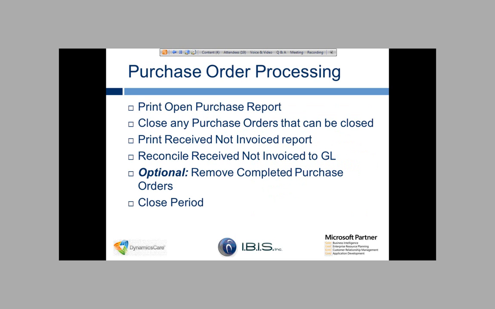For purchase order processing, what you want to do is print your open purchase report. You want to close any purchase orders that can be closed. You want to print received not invoiced reports and reconcile received not invoiced to GL. Then optional is to remove completed purchase orders. And then what you'll do is close the period.